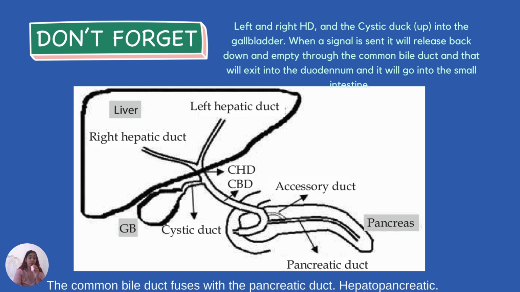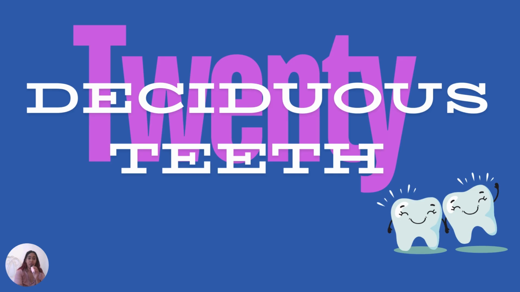So the common bile duct fuses with the pancreatic duct. That's the hepatopancreatic. Remember when I said hepa? Anytime you hear hepa, that's the liver, pancreatic, pancreas. So what ducts are merging there? What do you think is merging?